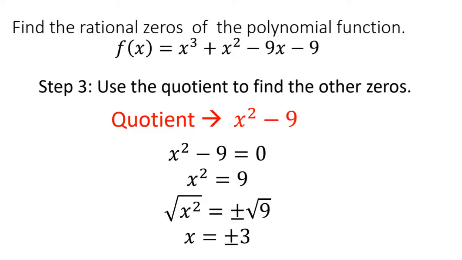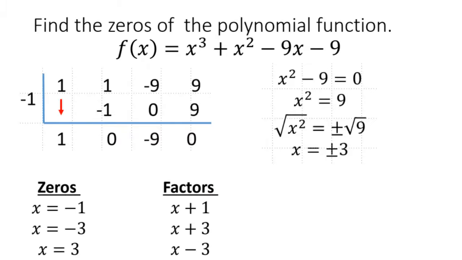So this is a polynomial of degree 3, and we found our 3 zeros. We have -1, +3, and -3. So these are our 3 zeros. We can get the factors of these zeros. So it's just solving for zeros. So the first factor from x equals -1 is x plus 1, x plus 3, and x minus 3.